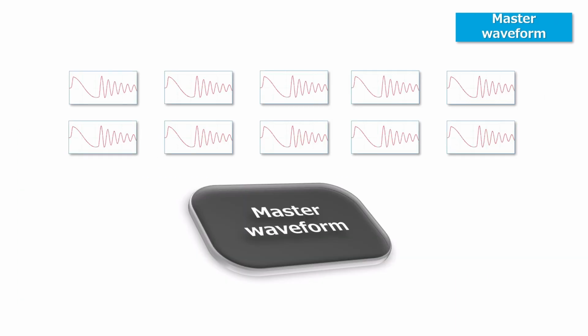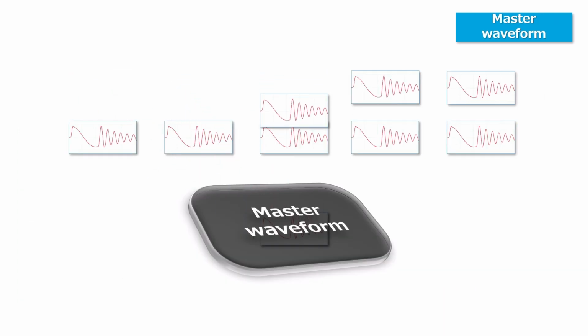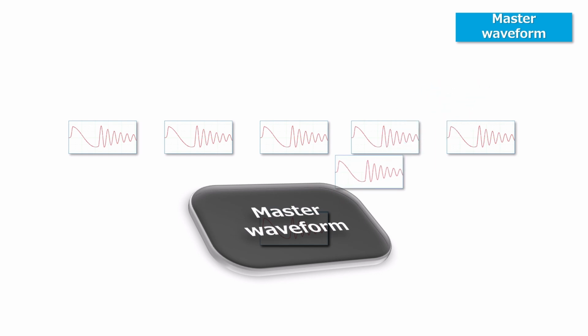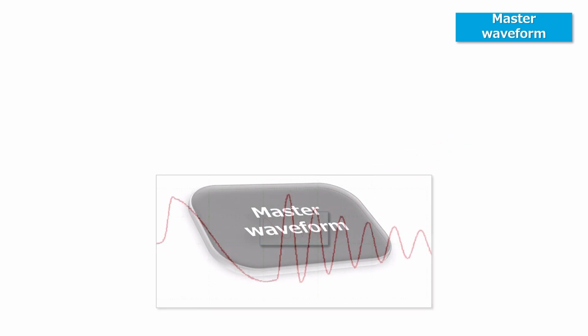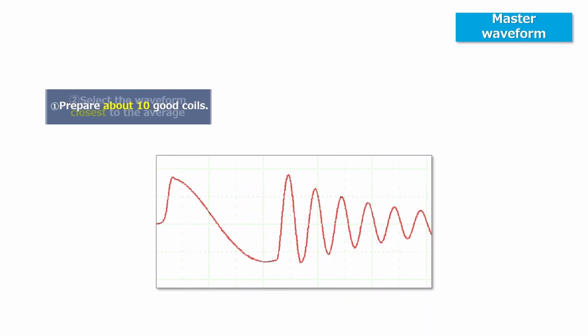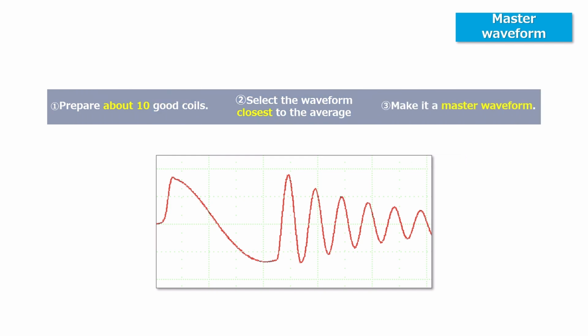To register a master waveform, first, prepare 10 to several dozen good coils. Next, select the coil with the most average characteristics from the group and register its waveform as the master waveform.